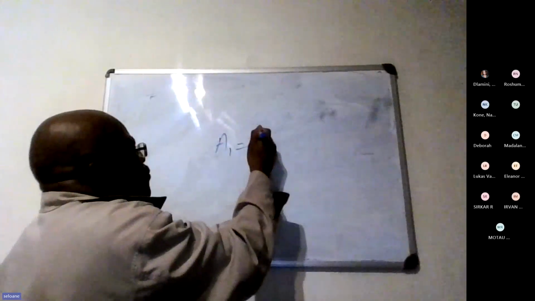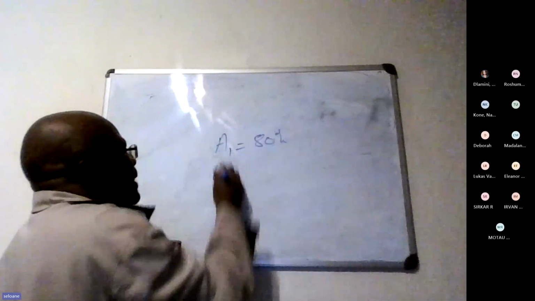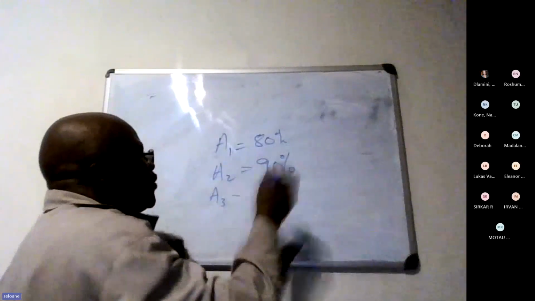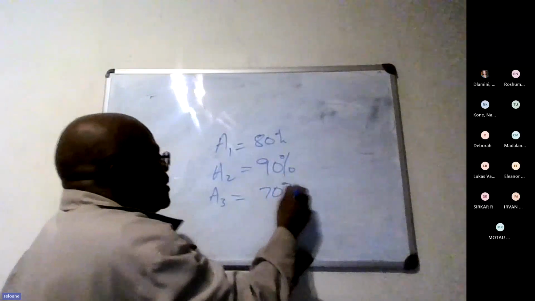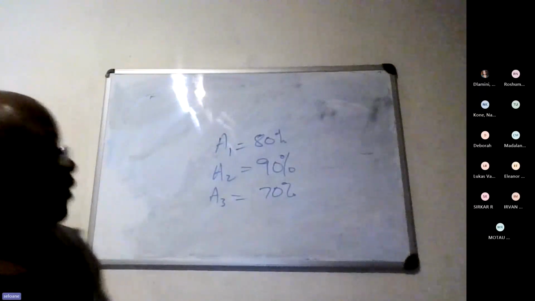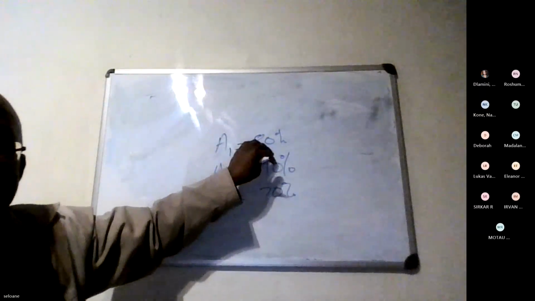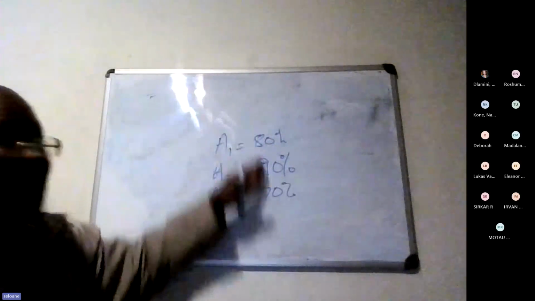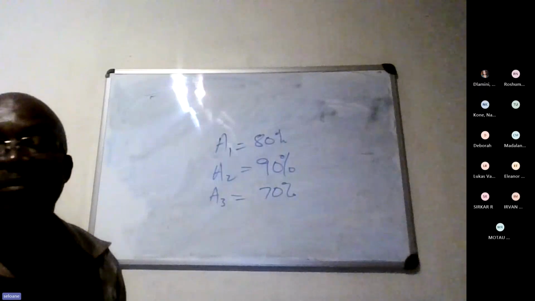Now, take for instance, you have written 3 assignments. Say assignment number 1, you got 80%. And assignment number 2, you got 90%. And assignment number 3, say 70%. So what will be your average? That is, what will be your mean? Now, these are disjointed. They are separated. So to find the average of this, you simply add the marks and divide them by their number.